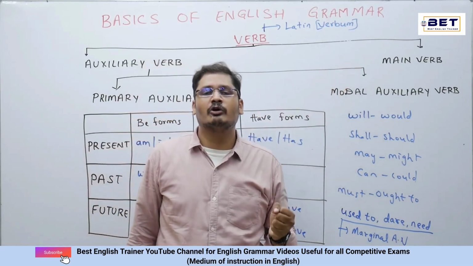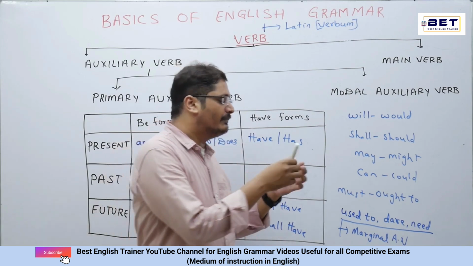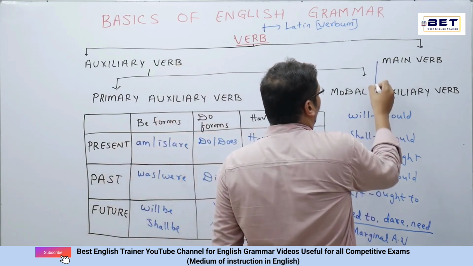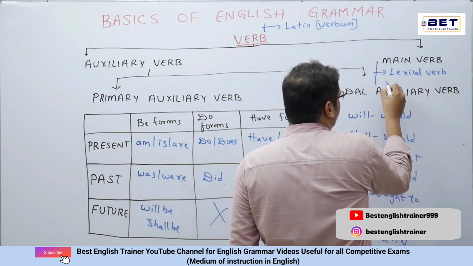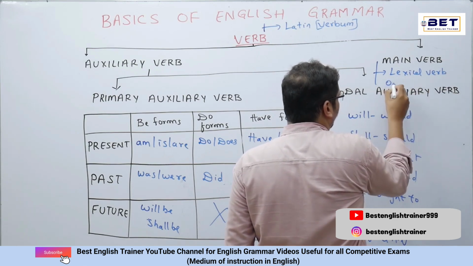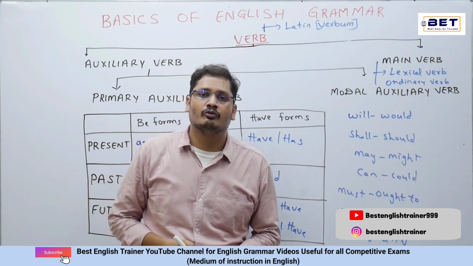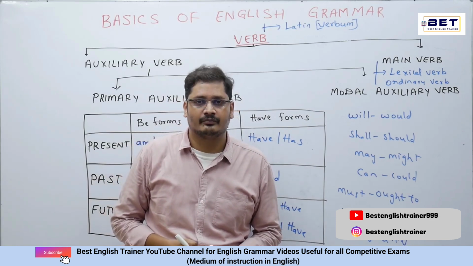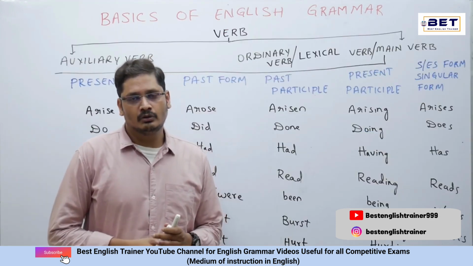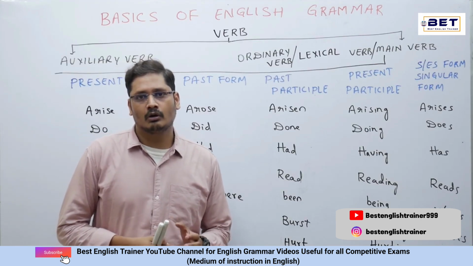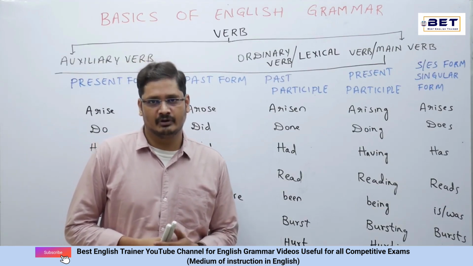Let's look into the main verb. Now what is this main verb? Main verb can be generally considered as the lexical verb, or we can also call it an ordinary verb. Now what is this main verb? That's all together V1, V2, V3, V4 and V5. Okay. Let's look into the lexical verb or main verb or ordinary verb.